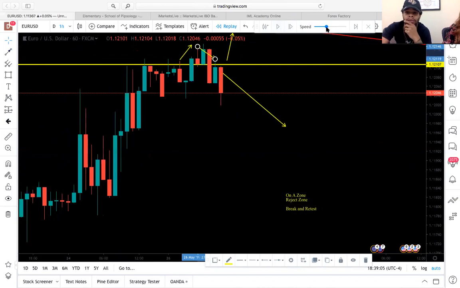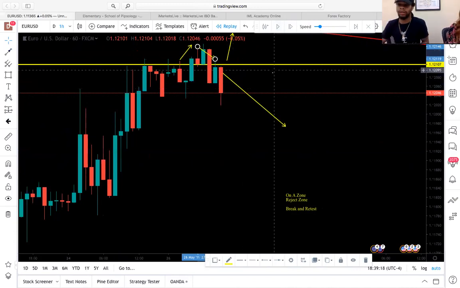Right there is your entry. Once you've seen this candle confirm your downtrend and it closed, that's your entry right there. That's how you're going to enter the trade. But make sure you watch the entry point video to understand specifically what we're looking for when we enter our trades. But that is your confirmation that this market's going to sell.